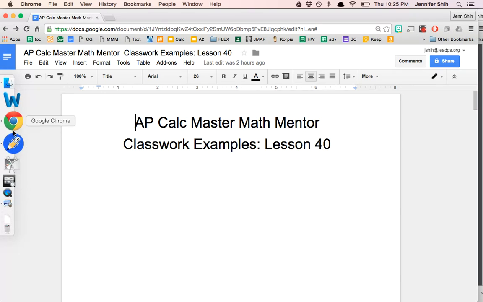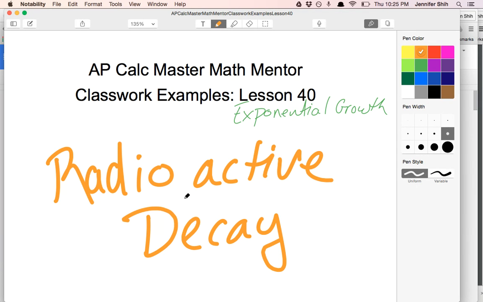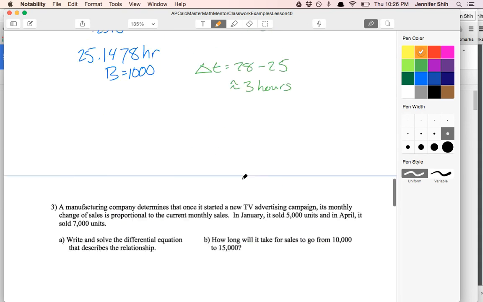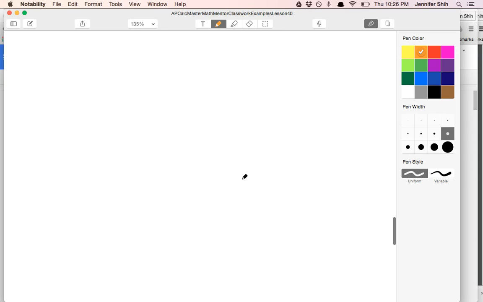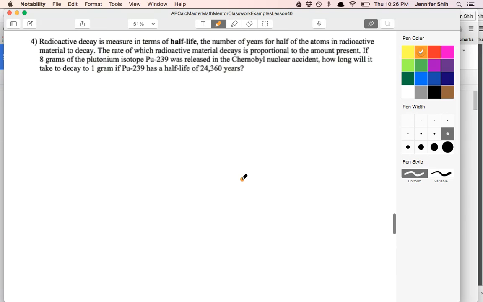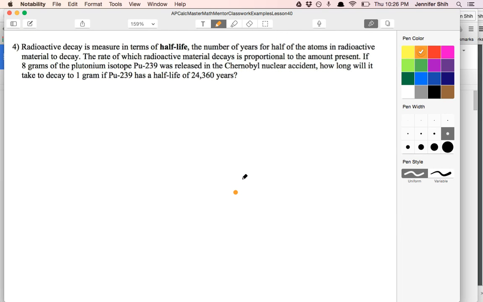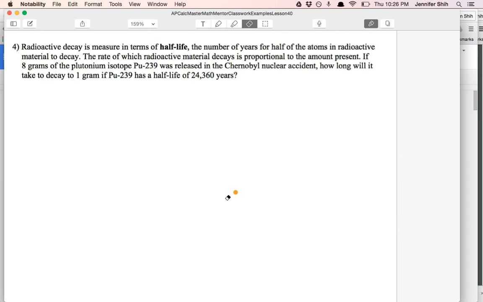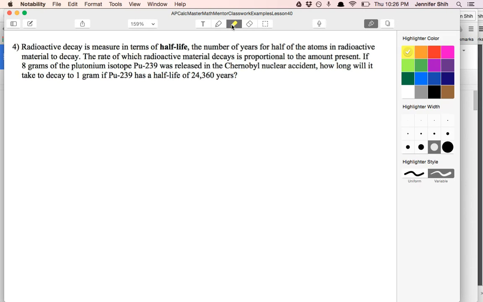We have example number 4 from our Master Math Mentor Lesson 40, the question on radioactive decay. Radioactive decay is measured in terms of half-life, or the number of years for half of the atoms in radioactive material to decay. The rate at which radioactive material decays is proportional to the amount present.